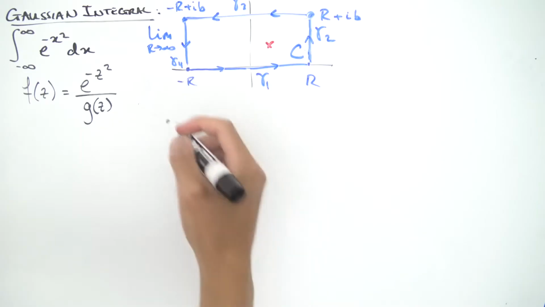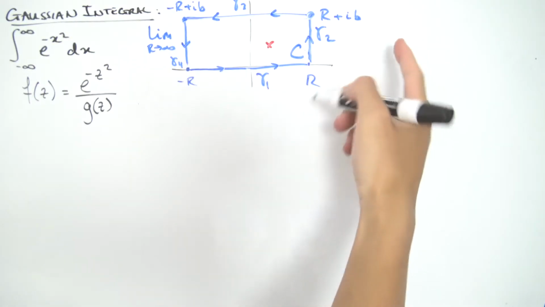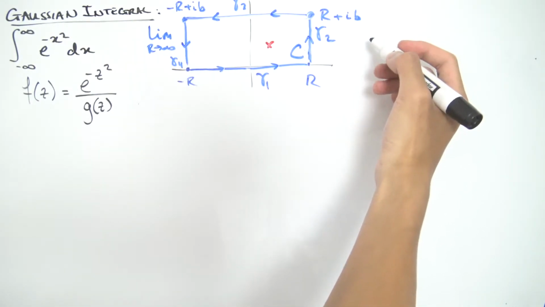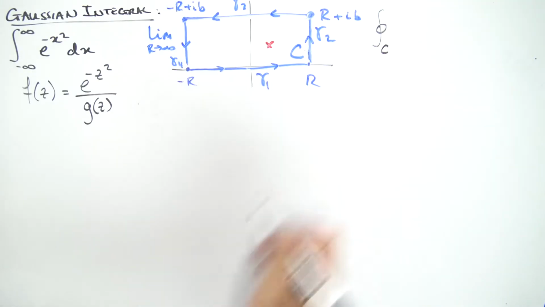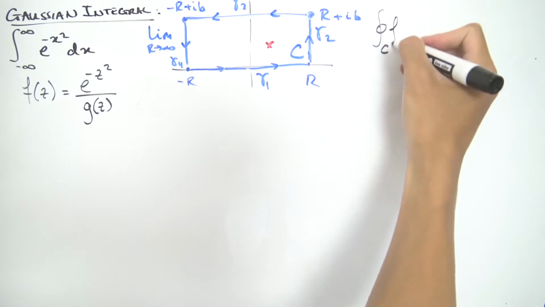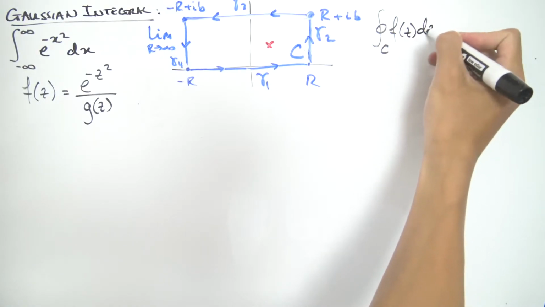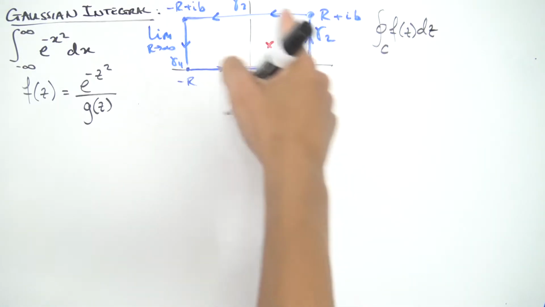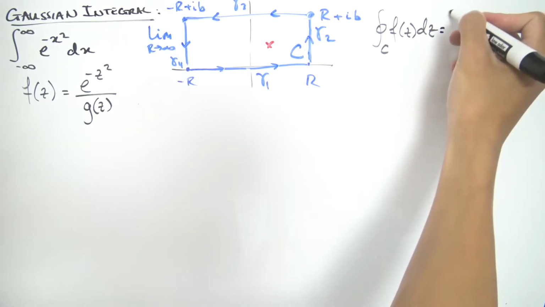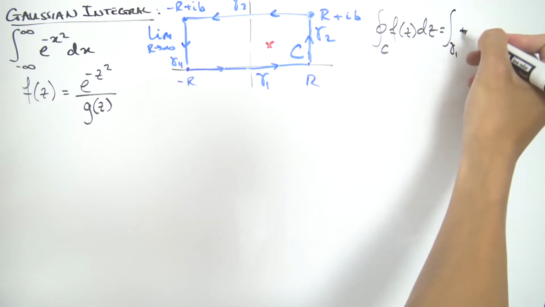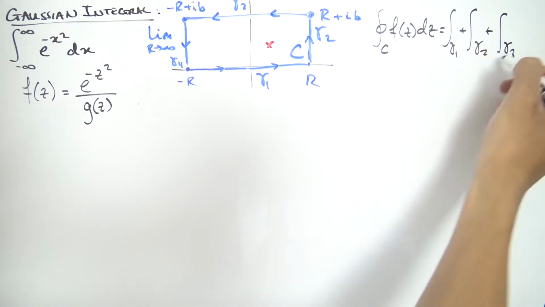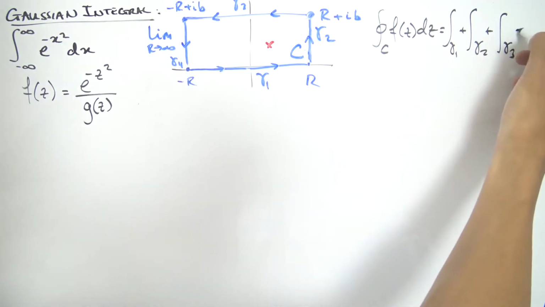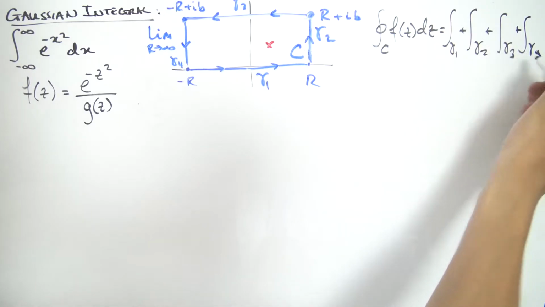So from this picture, we can clearly see that, and I'll put it over here, if we have the contour integral over C of f of z dz, we can decompose this into the integral along each of these separate paths. So this is going to be the integral along gamma 1 plus the integral along gamma 2 plus the integral along gamma 3. Do I have enough space? Yes, I do. Plus the integral along gamma 4.